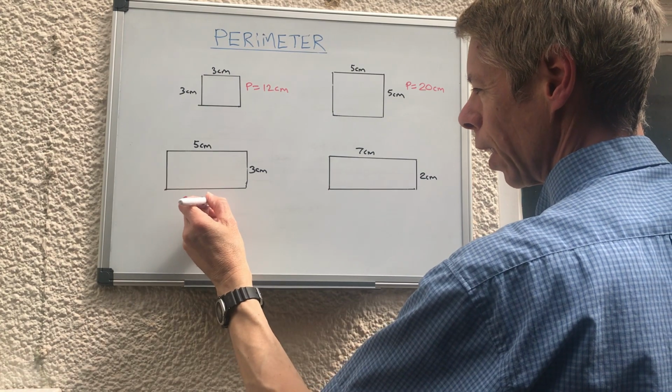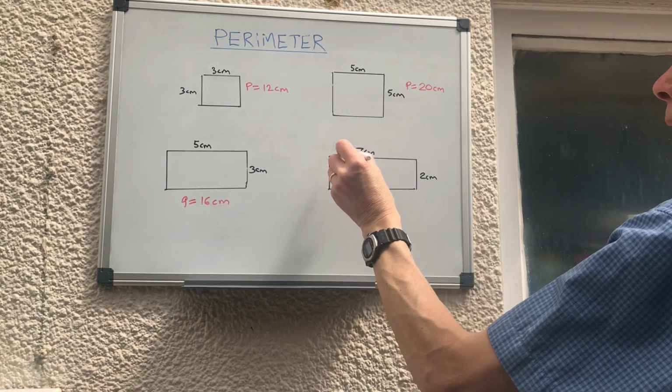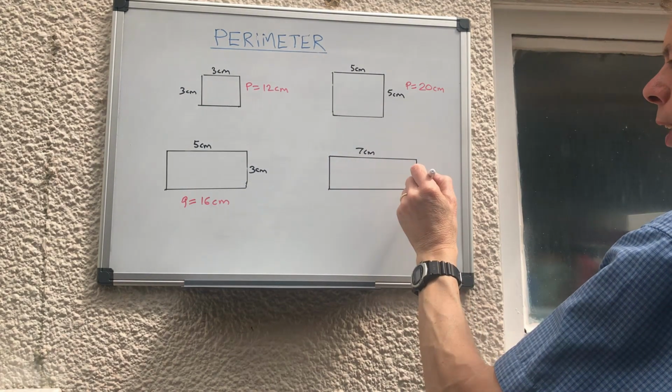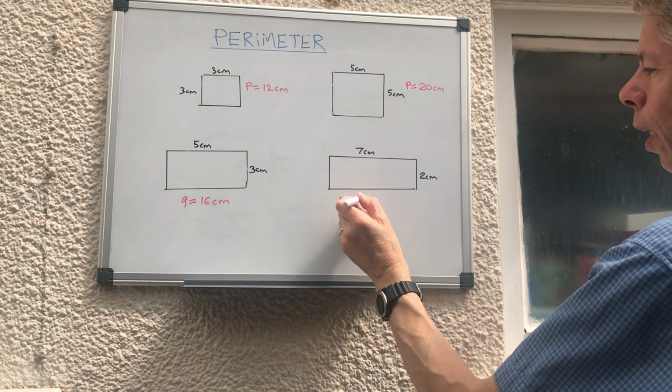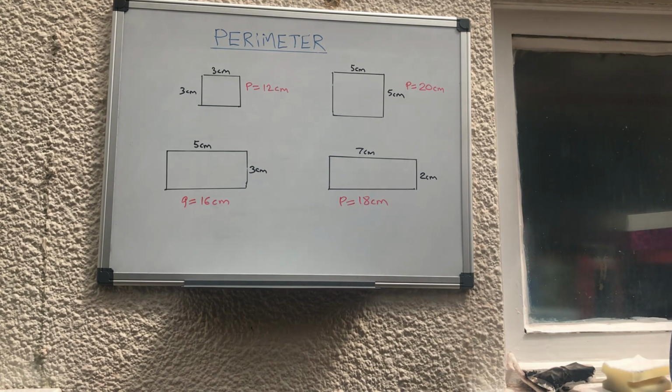perimeter equals 16 centimeters. Okay, so the last one, P is around the outside, so it goes 7 plus 2 is 9, plus another 7 is 16, plus another 2 is 18, so P equals 18 centimeters. So that's our introduction to perimeter.